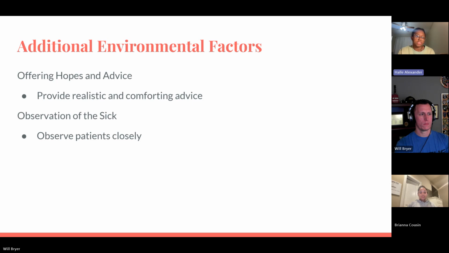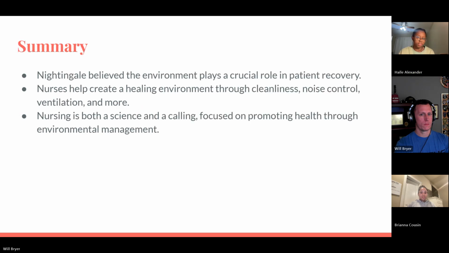She also discussed the importance of offering hope and advice to the patient, but not offering false reassurance. She also thought it was important to observe the patients closely and make sure they were receiving the care that they needed.